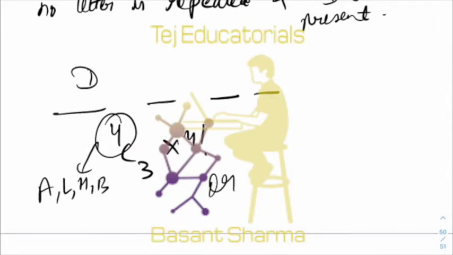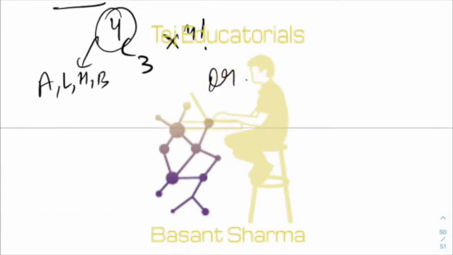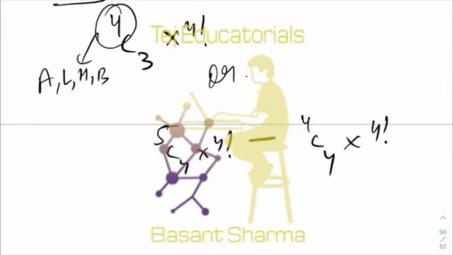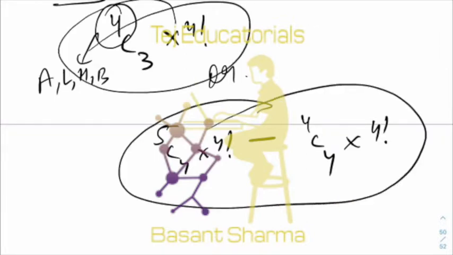Or what you can do is, the total number of four lettered words without repetition is 5C4 into 4 factorial minus unfavorable cases. Unfavorable cases are those in which D is not present. So if D is not present, then you can select the four letters in 4C4 ways and arrange them in 4 factorial ways. So this and this, they are exactly the same thing.